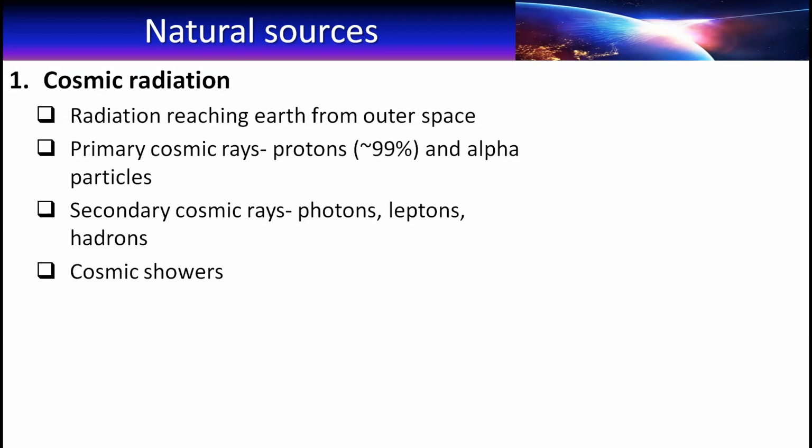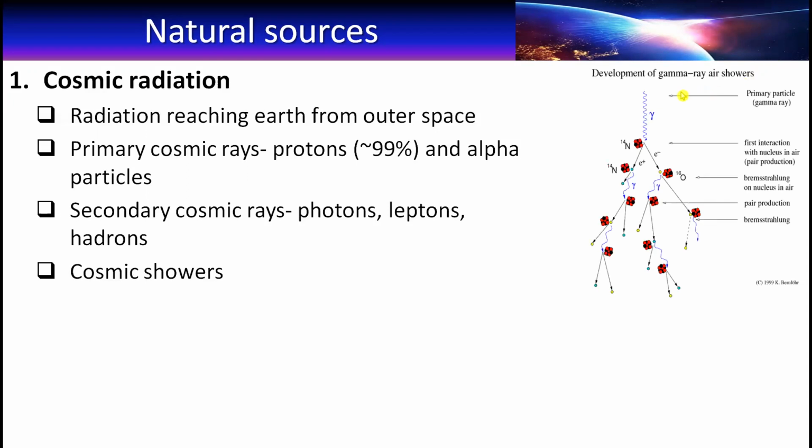Once particles from the cosmic flux reach the top of the Earth's atmosphere, the interaction will produce a cascade of particles and the development of cosmic showers. The figure shows the development of gamma ray air showers.